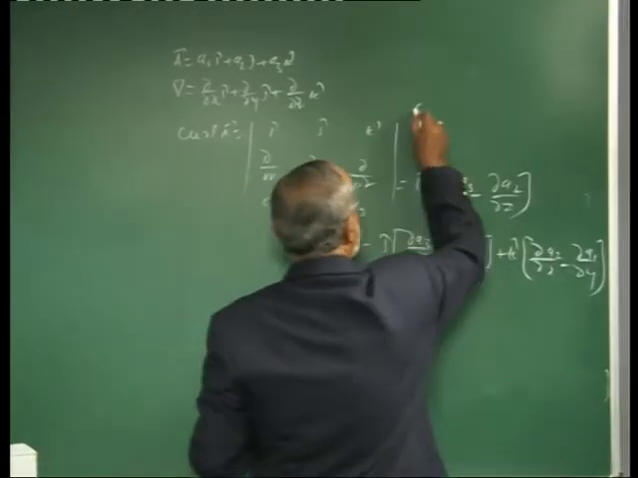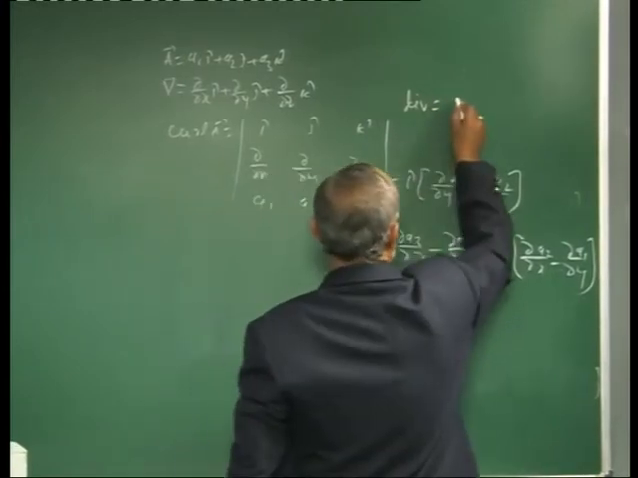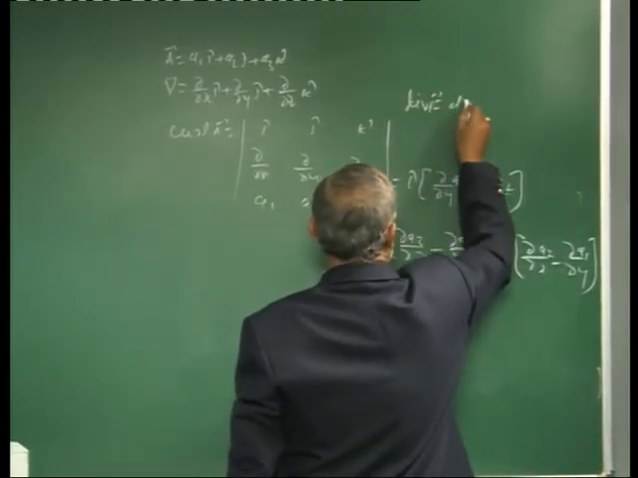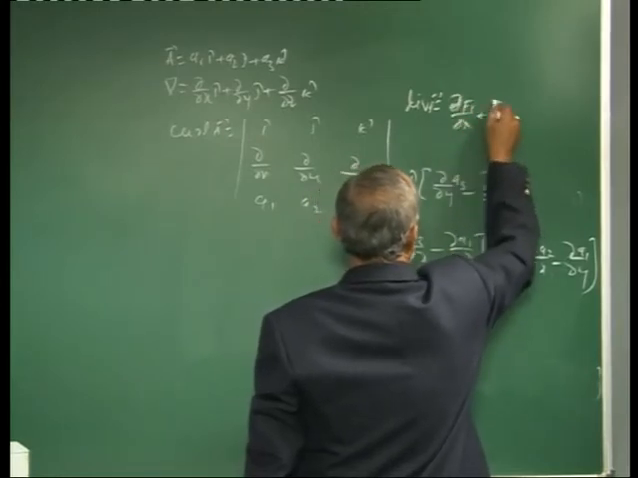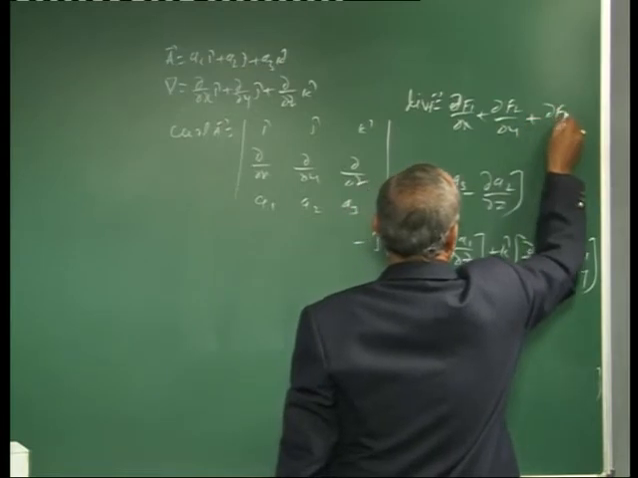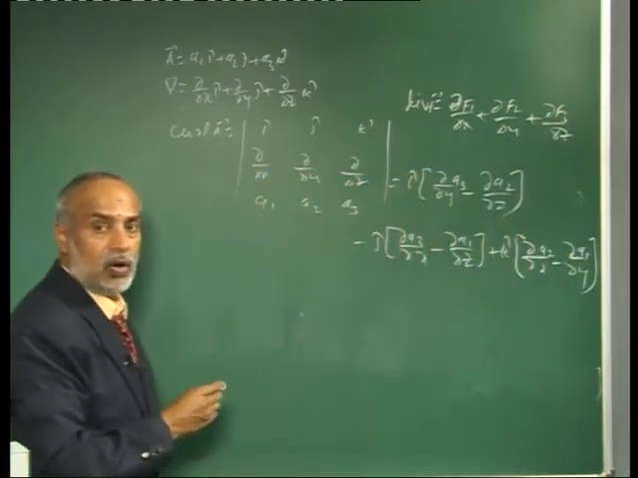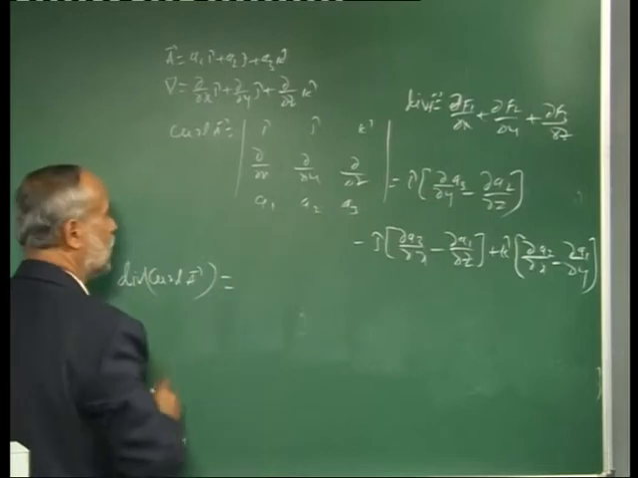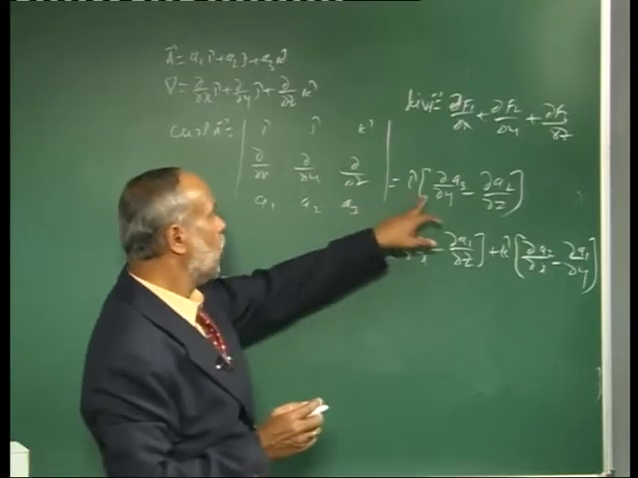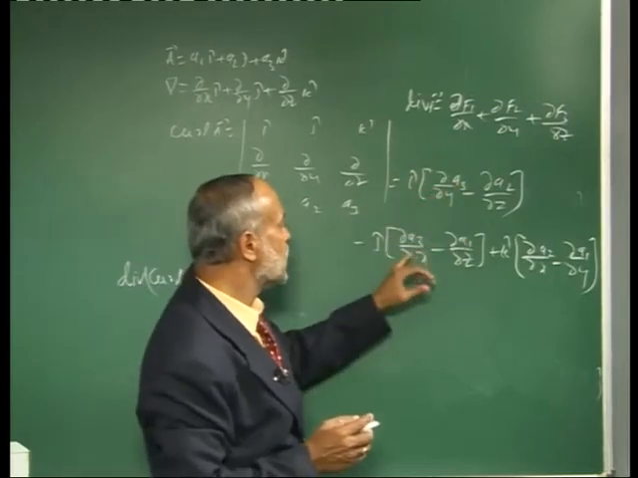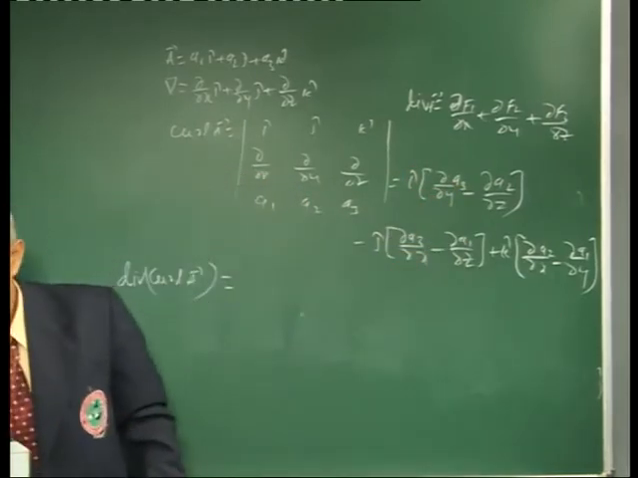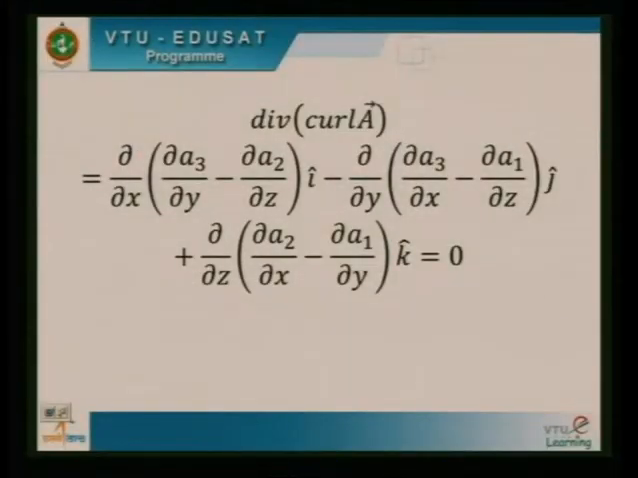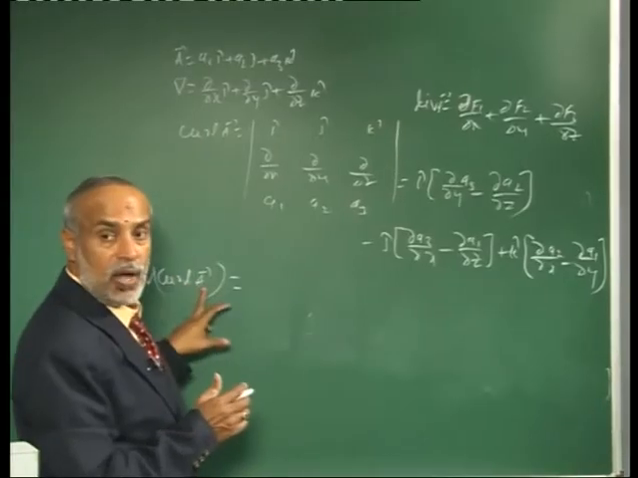Now you have to find out divergence of curl of A vector. What is divergence? Divergence of F vector means ∂F1/∂x plus ∂F2/∂y plus ∂F3/∂z. Now you have to find out divergence of curl of A vector. Then ∂/∂x of this, this is i component, this is ∂/∂x, this is ∂/∂y, this is ∂/∂z.